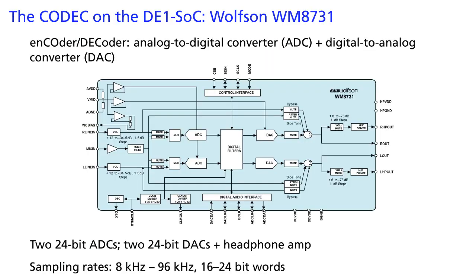Let's talk about audio on the DE1 board. There's an audio codec, which stands for encoder-decoder, that consists of an analog to digital converter for listening to audio and converting it to digital information, as well as a digital to analog converter that goes the other way. It has two 24-bit ADCs in it, two 24-bit DACs, a little headphone amplifier. It will sample as low as 8 kilohertz, go all the way up to 96 kilohertz, and operate on between 16 and 24-bit words. If you run this thing at 96 kilohertz at 24 bits, you're not going to hear the difference unless you have an incredibly good pair of headphones, and even then.